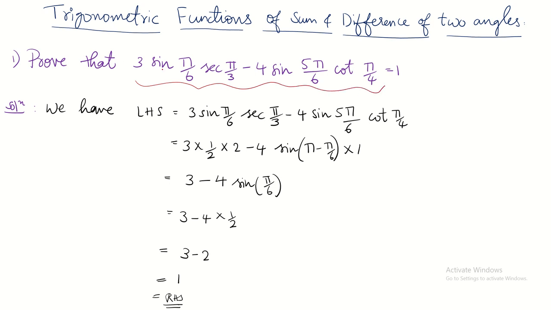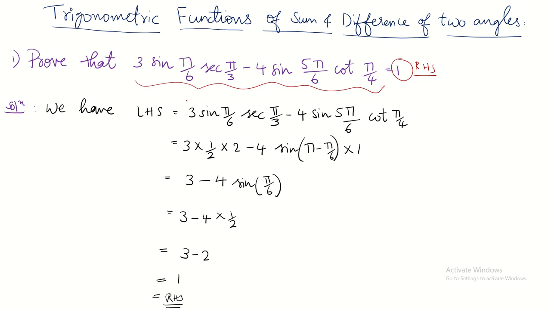That is 3 sine pi by 6 sec pi by 3 minus 4 sine 5 pi by 6 cot pi by 4. I have written it over here. We have LHS equal to this term. So from this LHS you have to find this RHS 1. So you have to substitute the value of this pi by 6, pi by 3, pi by 4, etc. So let's see how to solve this problem.